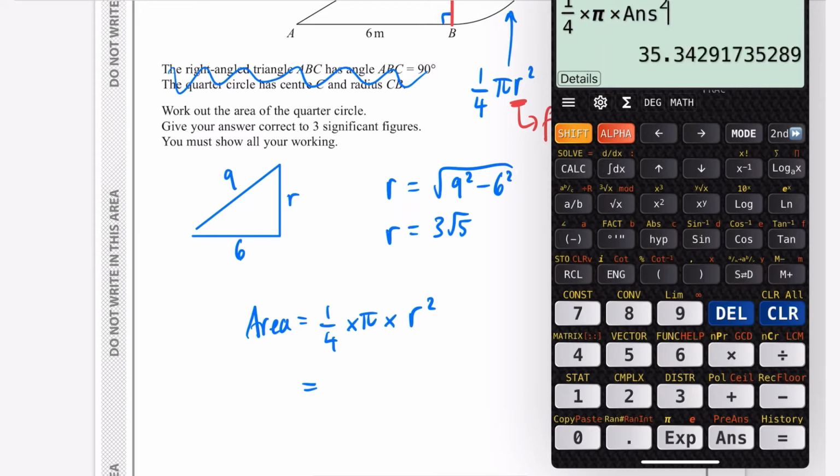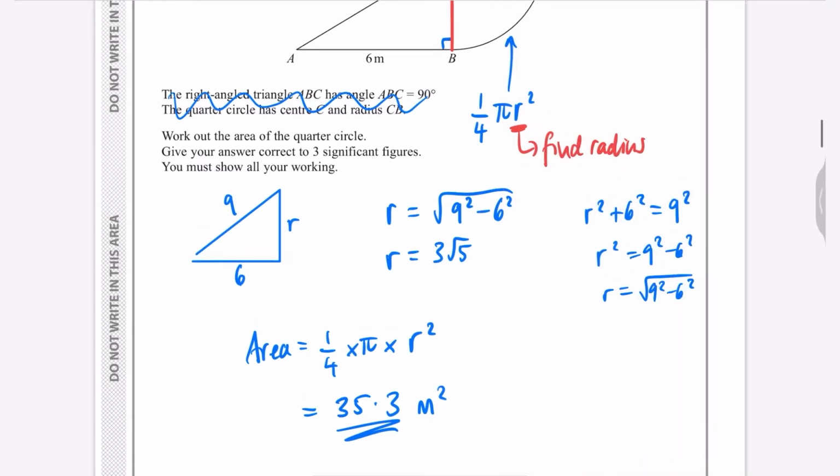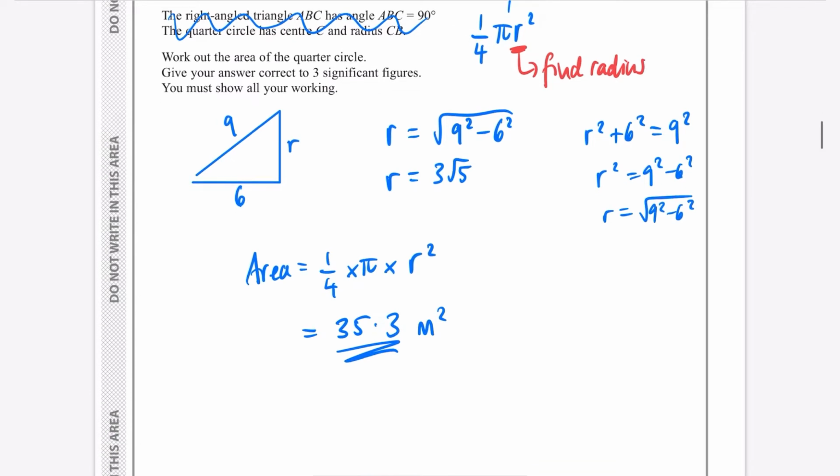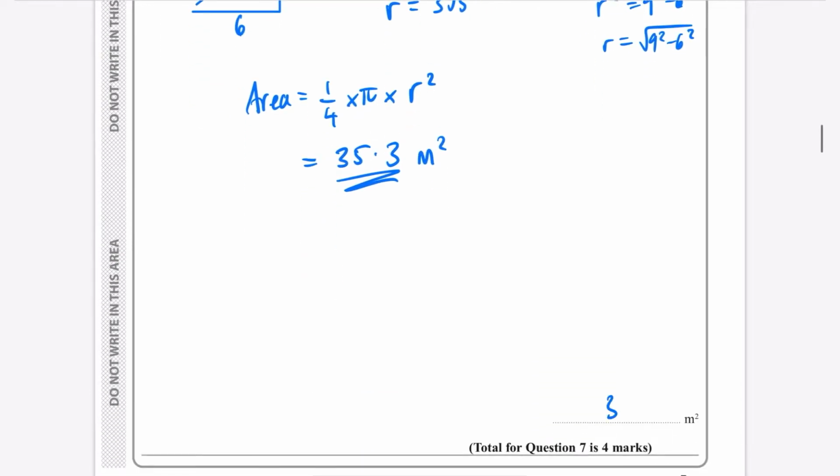And it wants it to 3 significant figures, so I'm just going to write down 35.3 meters squared. And that's to 3 significant figures, it's just the first 3 figures that we have. It's all in meters, so we can say that it's 35.3 meters squared.